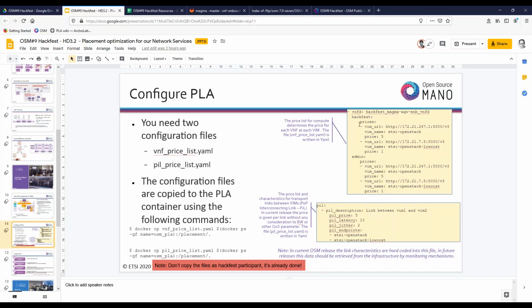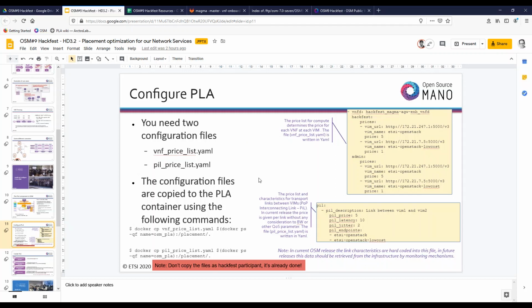So it will look something like this. For instance, in our case, we have the VNF that we will use, the MAC access gateway. And for the different projects that we have in OSM, we will have different prices for different VIMs. We will actually add a second VIM. Now you only have one VIM, but we'll add a second VIM so we have something to choose between. And then, of course, prices and so forth.